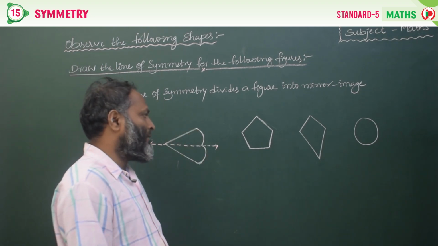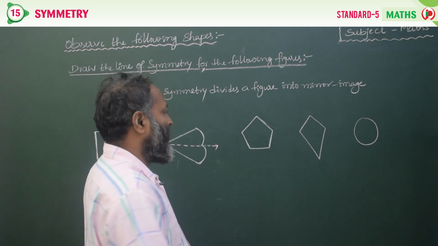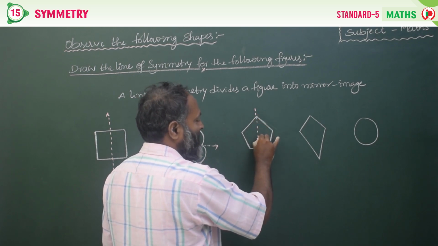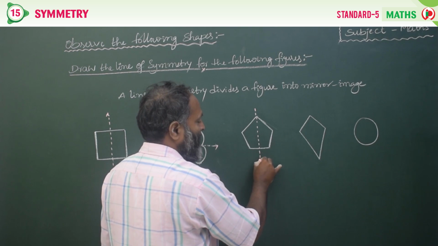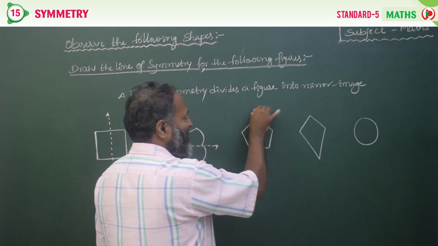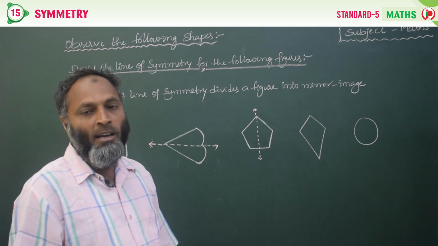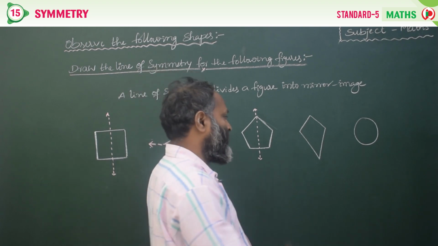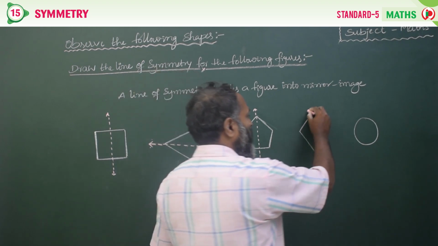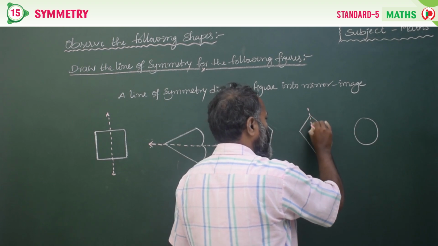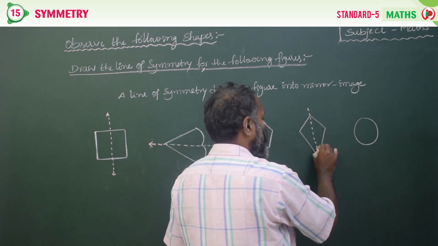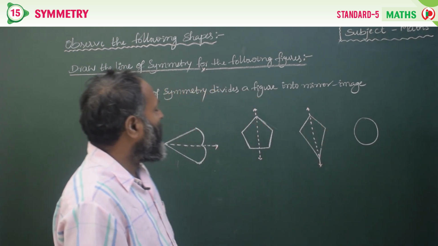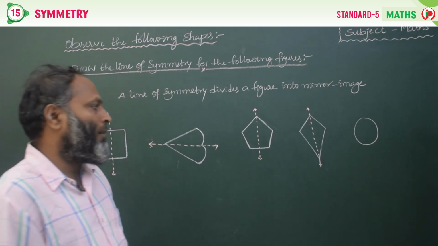Here a pentagon is given. So for this pentagon we should draw a line. If you take a vertical line for this, then this line divides the given pentagon into two equal halves, two identical shapes. So here the vertical line is a symmetrical line. Here a diamond is given. This means a kite shape. If you take a vertical line, then this line divides this kite shape into two identical shapes. So here this vertical line is a line of symmetry. Now a circle is given.